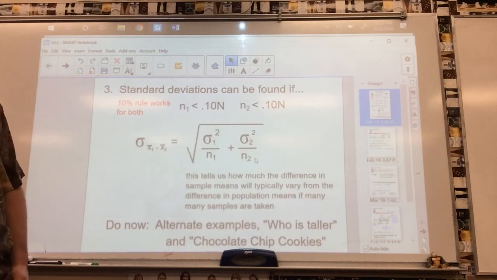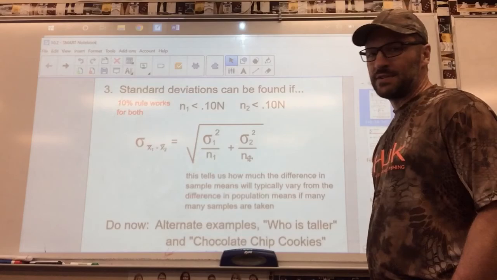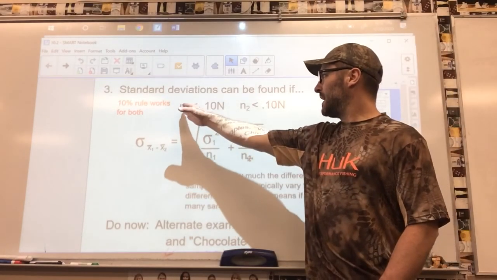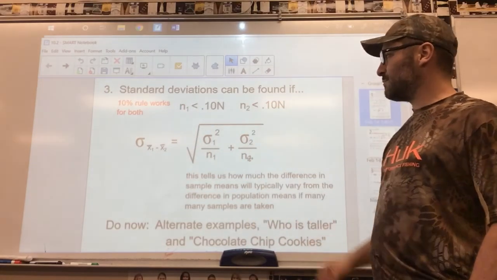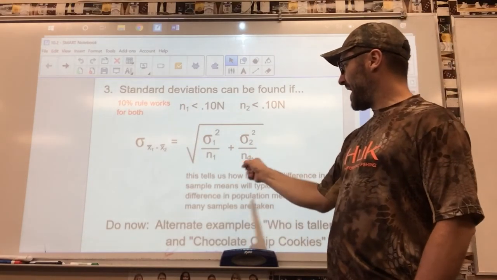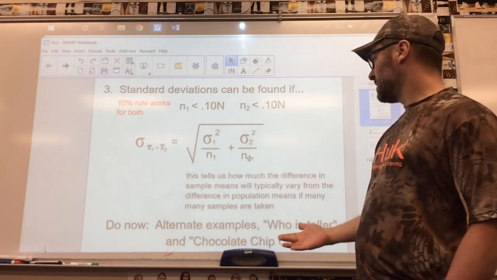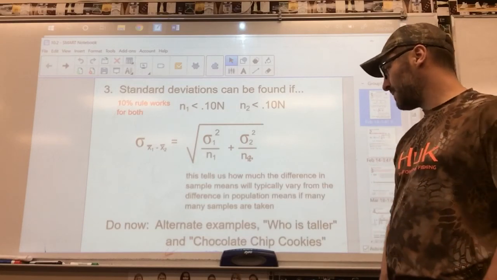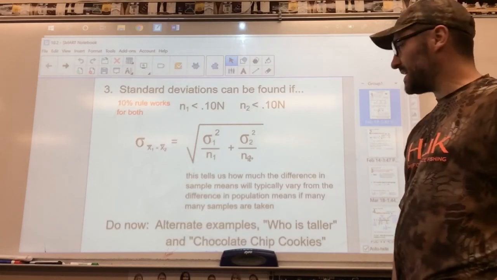And the last one, the standard deviations can be found if the 10% rule works for both, and you have to apply it for both. So n1 is less than 10% of the population, n2 is less than 10% of the population, and when that happens, you have a pretty easy standard deviation formula. And this tells us how much the difference in sample means will typically vary from the difference in the population means if many, many samples are taken.